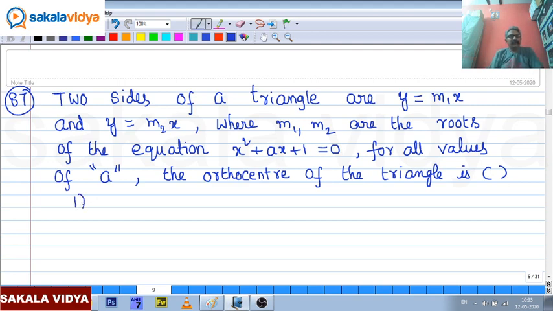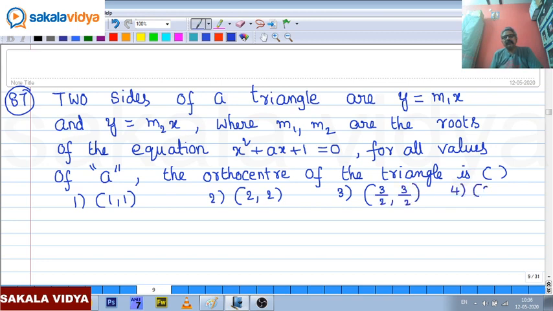First option is 1 comma 1. Okay, after completion of 87 definitely I will explain 86. Don't worry, I will explain. Second option 2 comma 2. Third option is 3 by 2 comma 3 by 2. Fourth option is 0 comma 0. This is the question.